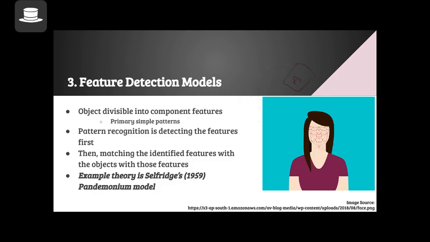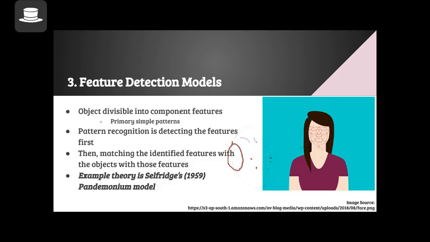Well, according to the feature detection model, any object that you experience can be divided into its component features. These are called the primary features. These are the basic features, like a square, a triangle, a circle, an edge, a corner, an angle, things like those basic patterns. So pattern recognition then is recognizing the individual features of these objects. Then once you match these features and identify from your mind what these features are, perception is basically matching what objects that you have in your mind actually have these features.